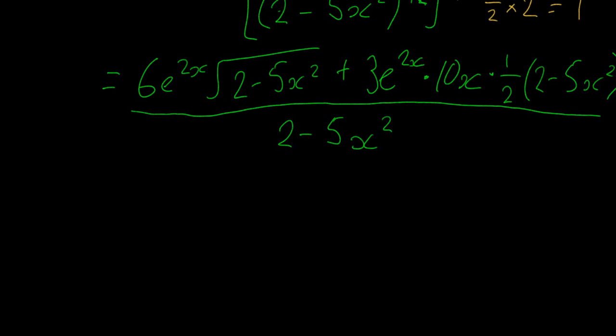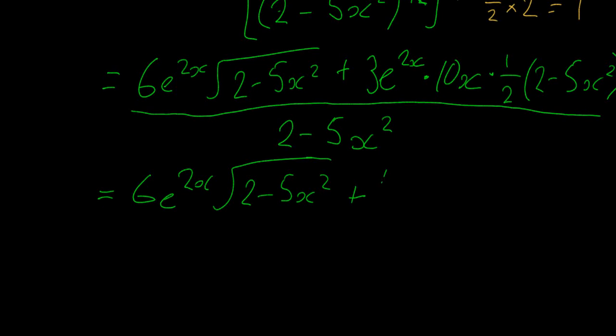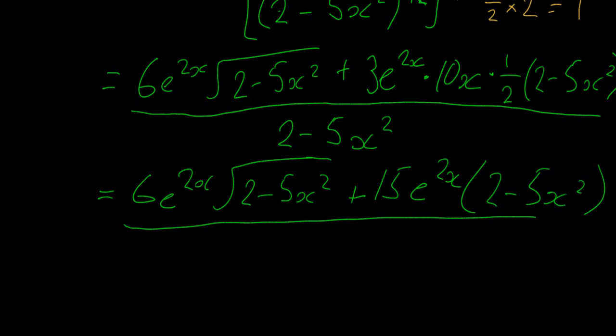So from here, a couple of things you can do. We can combine this 3, 10, and half together. There's a few steps you can do. Just rewriting the first term. And over here, 30 times half is 15. So we have 15 e to the 2x, 2 minus 5x squared, over 2 minus 5x squared.